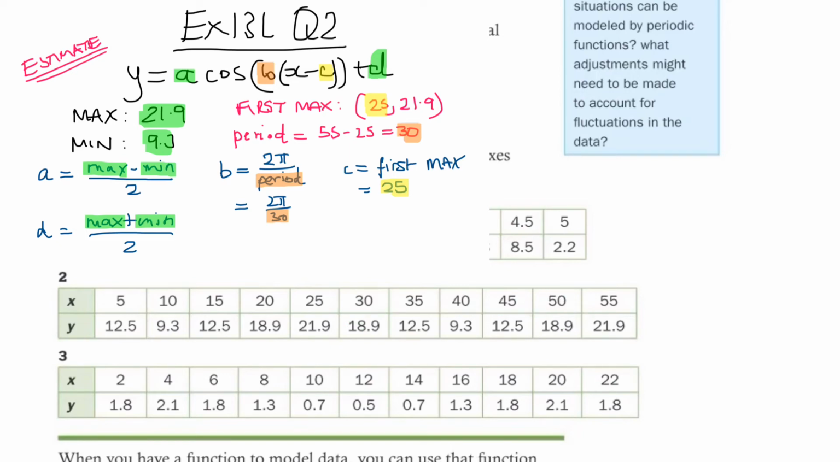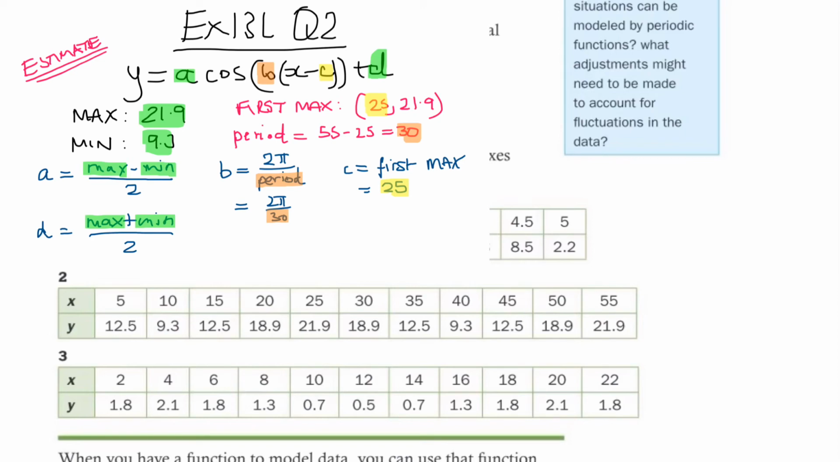So if I want to work out B from there, what do I do? I do 2 pi or 360 divided by 30. Okay, and we're going to use 2 pi as our radians.